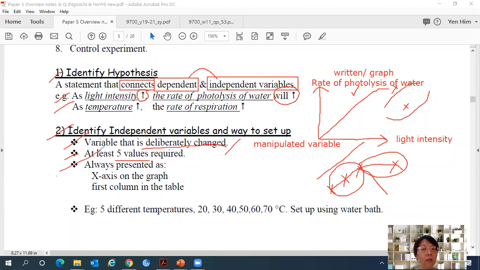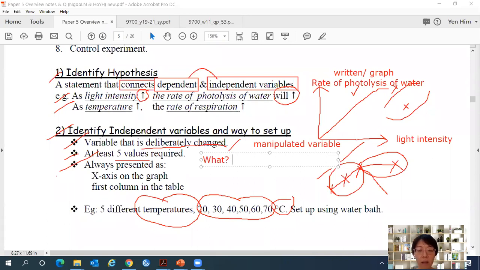It's always presented on the x-axis or first column of the table. So when you write in your planning, not only must you tell me what your independent variable is, you must give the 5 values that you're going to use, plus the unit. So this is your independent variable.